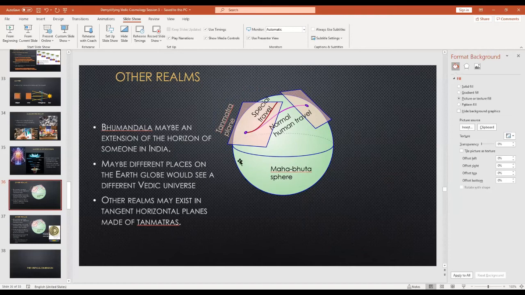Now, will the two of them coincide? Maybe to some degree, maybe not. That's something that we need to investigate further. It will definitely depend on whether or not you're able to see these tanmatric planes. Your level of consciousness has to be such that you're able to perceive the tanmatras. Otherwise, you'll just see the northern and southern hemisphere as everybody sees it in the Mahabhuta sphere.